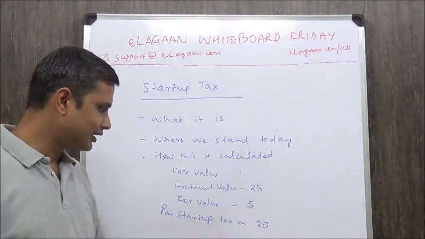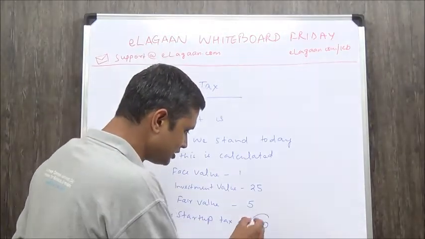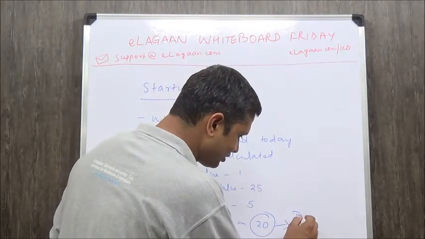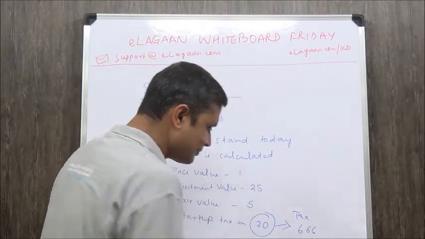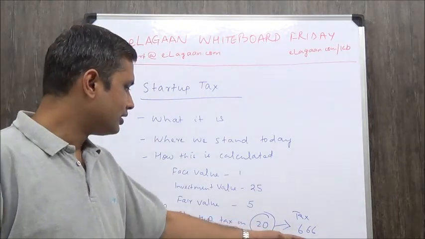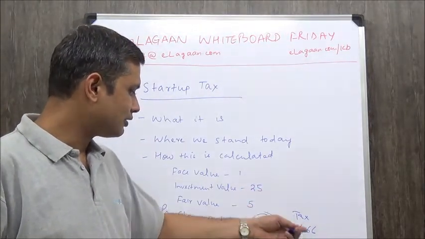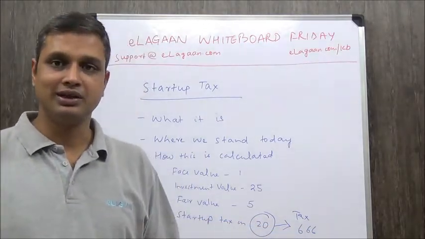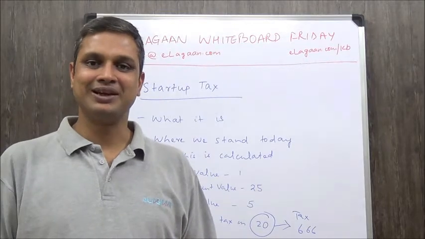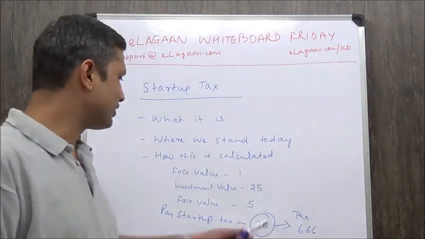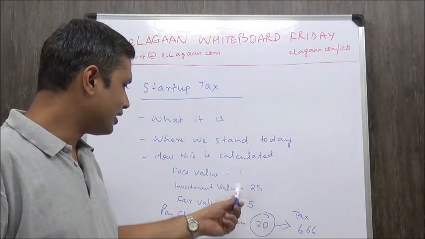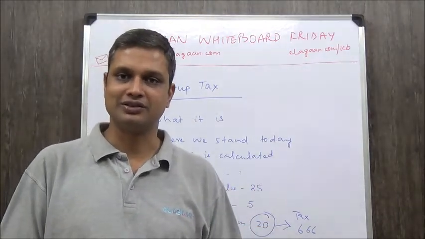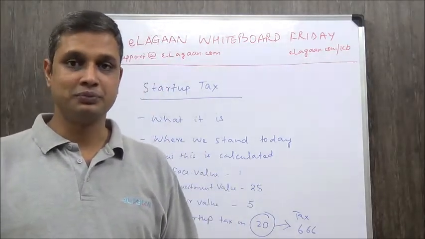So effectively you end up paying tax on 20 rupees, which, if you are in a 30% bracket, could work out to a tax of somewhere around 6.66. So effectively almost one-fourth, or maybe one-third, goes as tax, which is called the startup tax. If you have taken, say, close to 25 lakh rupees, you have to pay 6.7 lakhs or 7 lakhs as tax on that investment, which is pretty huge.